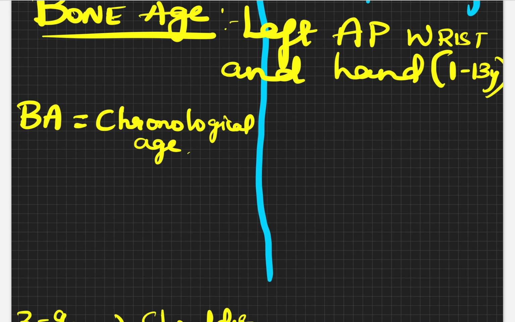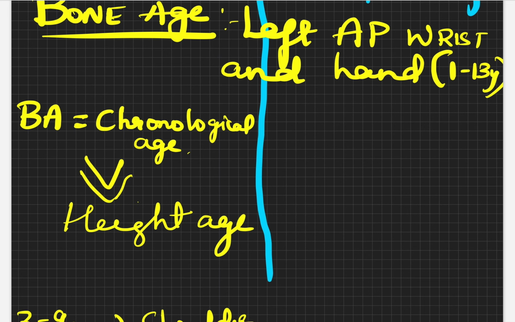So bone age, because of the cartilage fusion and all, is normal for the age, that is chronological age. If the child is 2 years, its bone is also developed for 2 years. But height age is less than bone age and chronological age. Getting it right? In constitutional delay in growth and puberty, bone age and height age are equal.